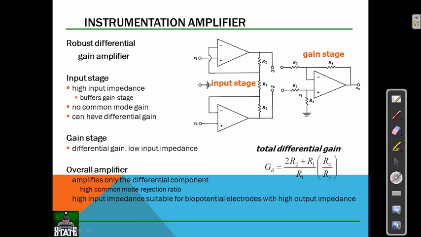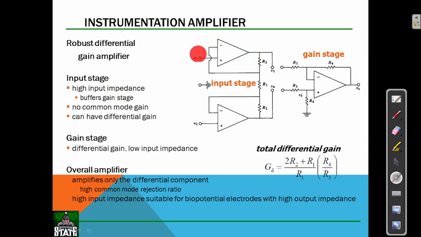This is the input stage, and in the gain stage we have resistance R3 and feedback R4 on the negative side with the connection of the output voltage, and then there is an intermediate resistance between the positive terminal and R3, with resistor R4 connected to ground. You see here, this is the input stage.